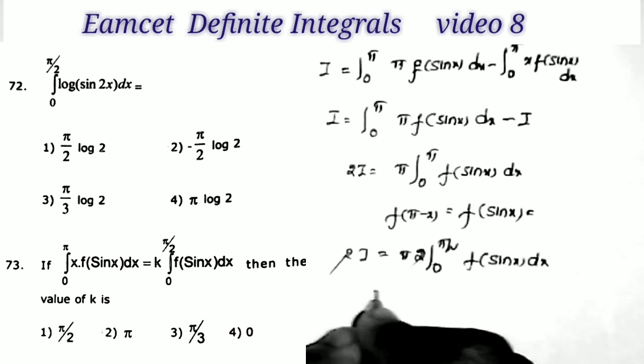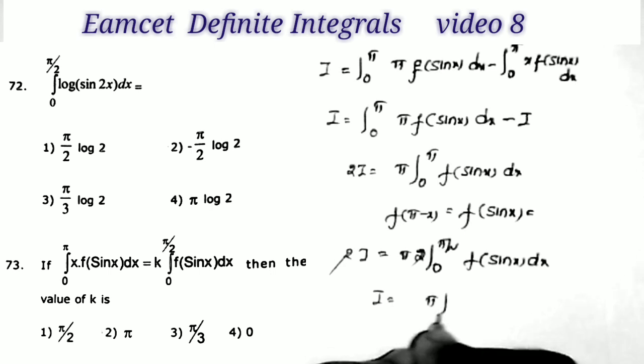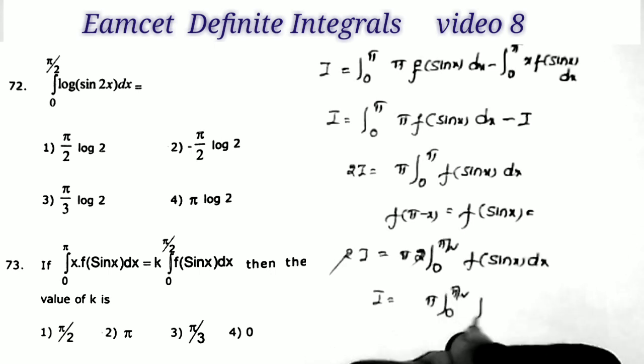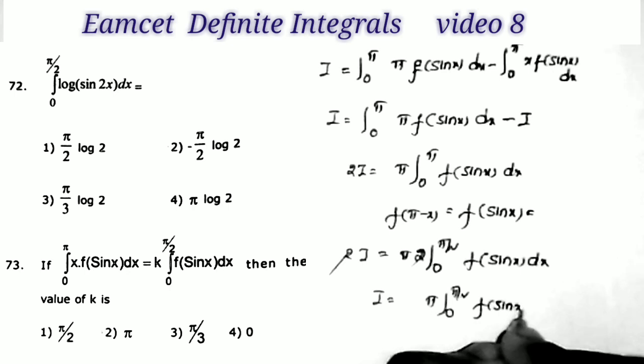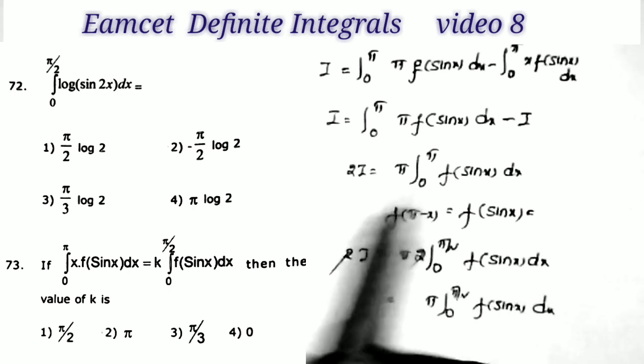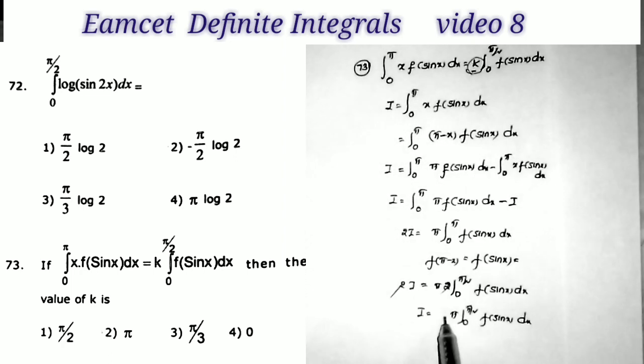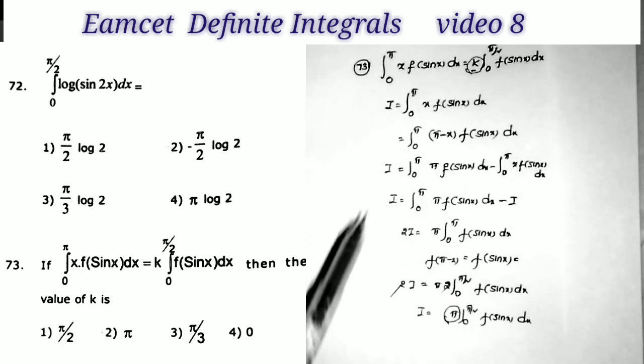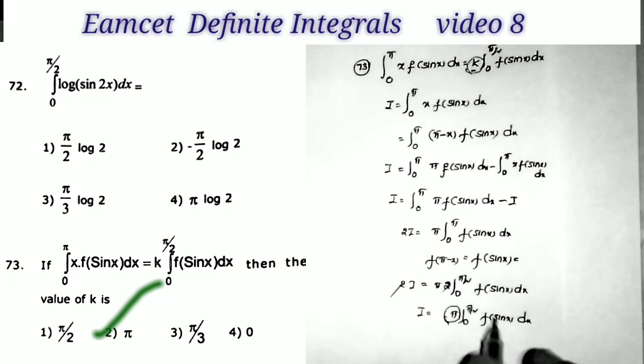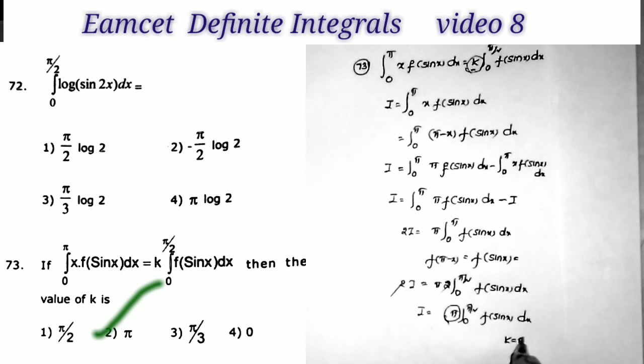Therefore the value of I is equal to pi times the integral 0 to pi by 2 of f of sin x dx. Now what is given? Given that the answer is k times this value, but here we get pi times this value. Now by comparing these two values, we get that the value of k is equal to pi. That's all. That is the answer, and that is the second option.